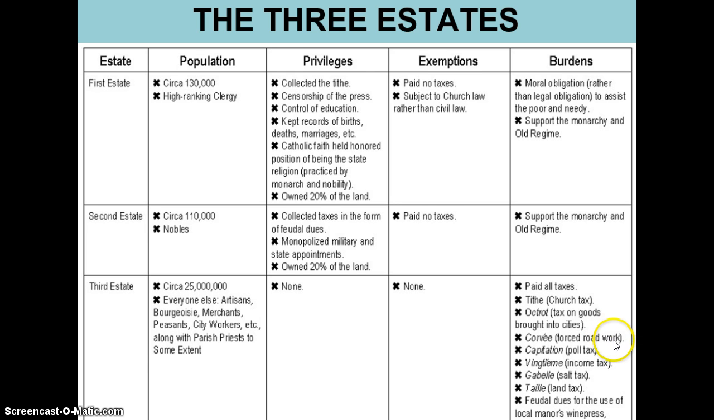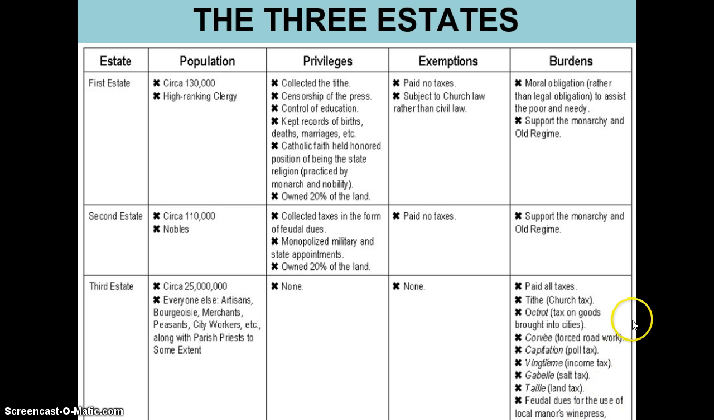They were forced to pay for road work in the form of taxes. There was a poll tax, so for their own individual existence, they had to pay a tax. They paid an income tax on the money they made. Anytime they bought salt, they had to pay a tax on salt. There was a property tax that they had to pay. And on top of all of these taxes, they also had to pay feudal dues to the local nobility.